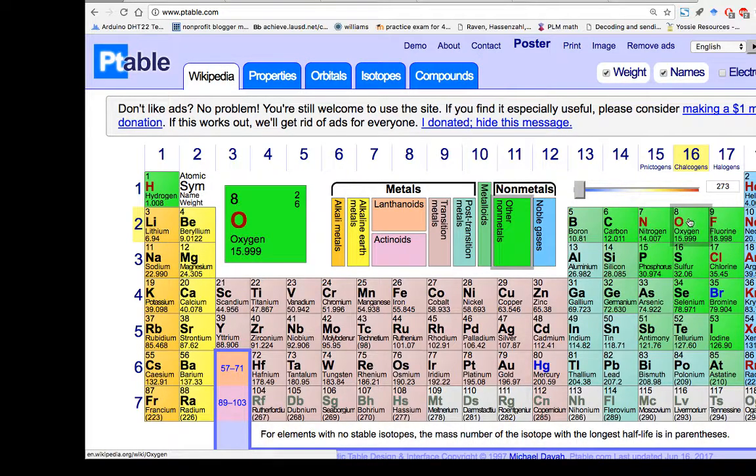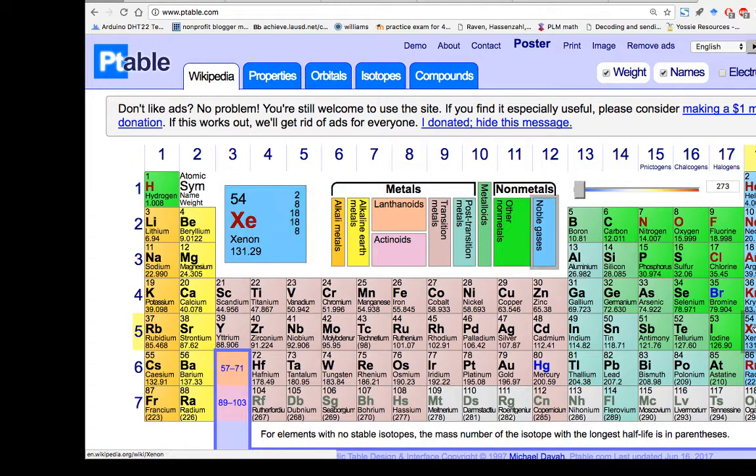Okay, so to find the charge for oxygen, you just go 1, 2. It's 2 steps away from the end of the periodic table. That means its charge is going to be 2 minus. What about the iodine? 1.